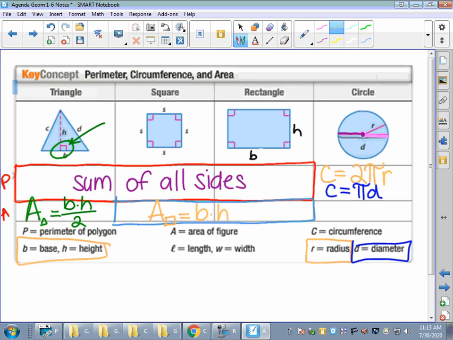I know you might have learned it as length times width. You'll probably continue to think that, but bases and heights we use later on this year.